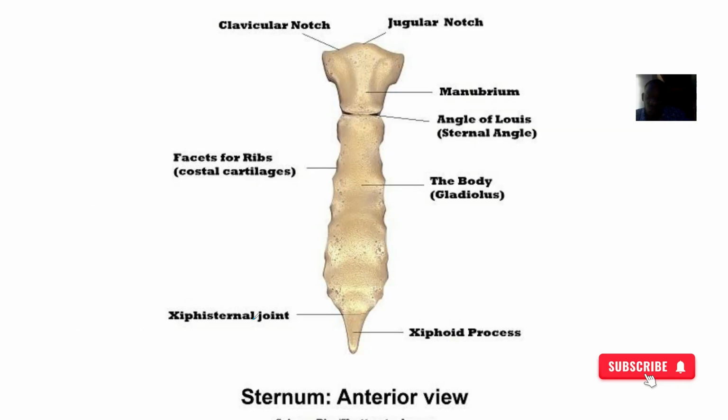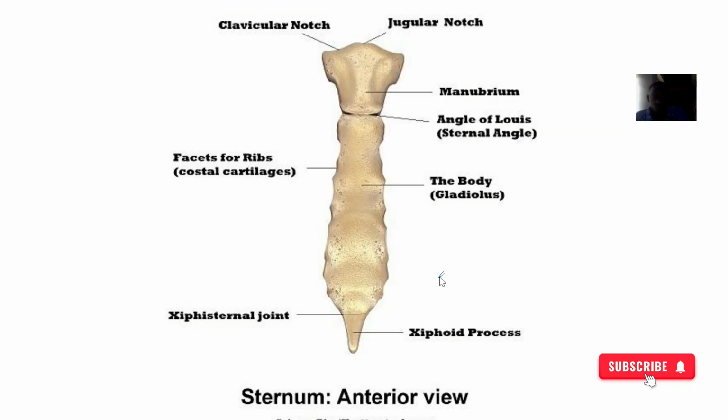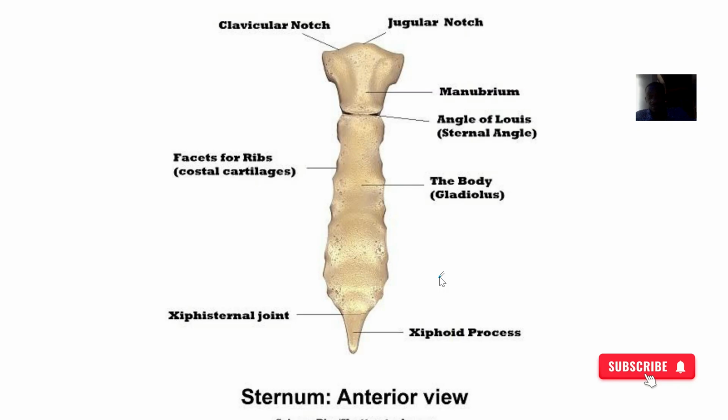Looking at the sternum, the different parts are the manubrium, the body, which is the gladiolus, and then the pointed part down, which is the xiphoid process. Okay, so for the sternum, what you've got is this. The sternum is also known as the breastbone. This is the introduction before the parts.